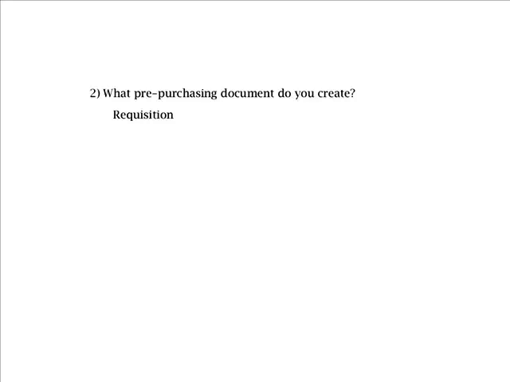What other document do we create that is not binding, that is not a commitment? A purchase order form. No, a purchase order is a commitment because the purchase order is saying, please send me these products. So it is binding. Okay, so the requisition is a pre-purchasing document, the RFQ is a pre-purchasing document, and the last one is the quotation.